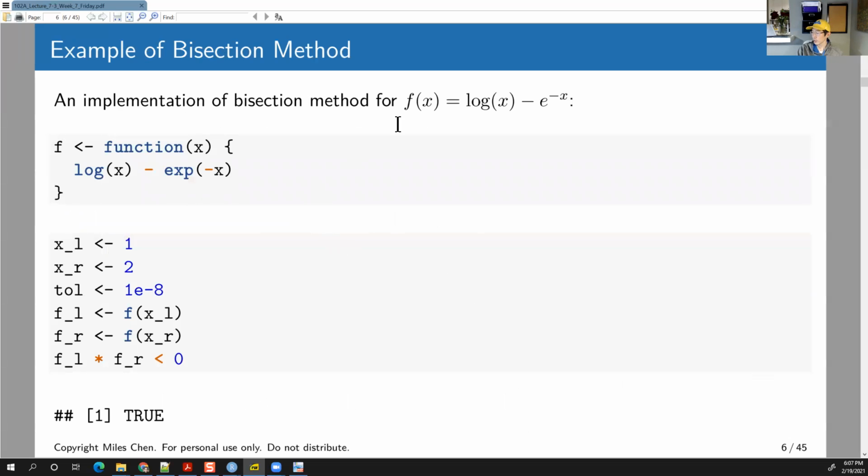Okay, so this is the function that we've been taking a look at. We've got log of x minus e to the negative x. All right, and the root is around 1.3. And so here we just pick two numbers arbitrarily, x on the left to be 1, x on the right to be 2. We're going to say the tolerance will be 10 to the negative 8. We evaluate f at x on the left, we evaluate f at x on the right. We have f of L and f of R. And is the left-hand side times the right-hand side less than 0? That comes back true, so we're going to continue on with our algorithm.